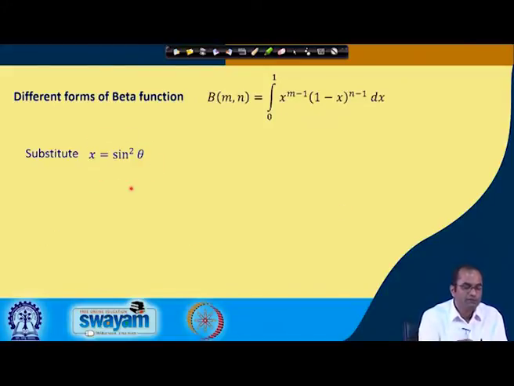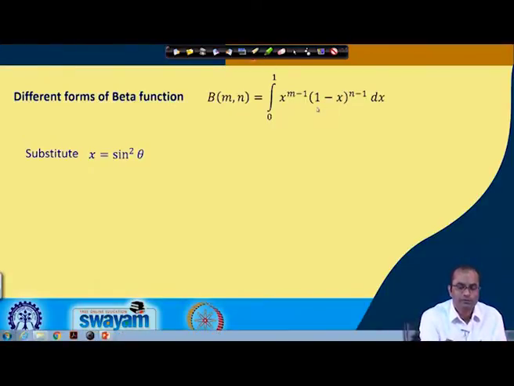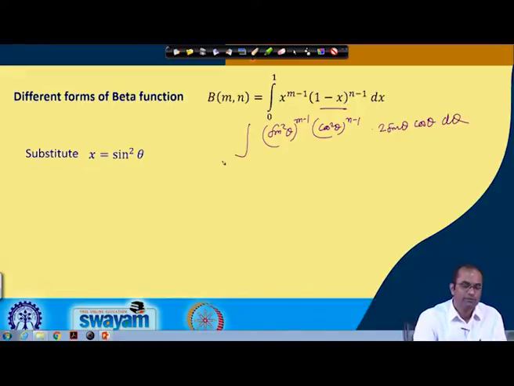We can get another form when we substitute x is equal to sine square theta. So, having this x is equal to sine square theta, again this will become sine square power m minus 1, and 1 minus x will be 1 minus sine square theta, so that will be cos square theta. So, here we will have this cos square theta power n minus 1, here we will have sine square theta power m minus 1, and then the dx will become 2 sine theta cos theta d theta, and then the limit. So, limits when x is 0, theta will be also 0, when x is 1, this will be pi by 2.